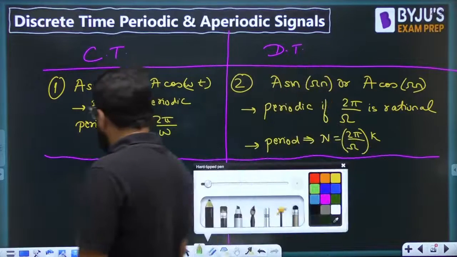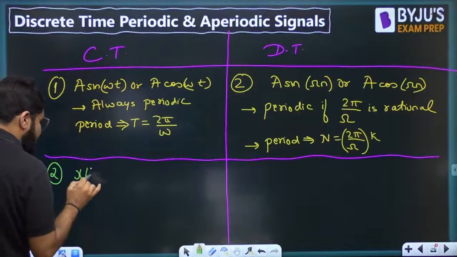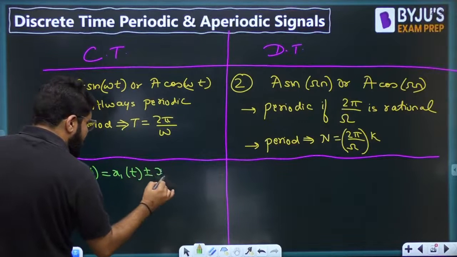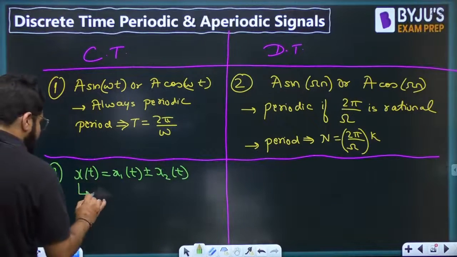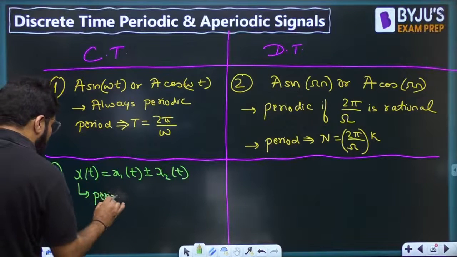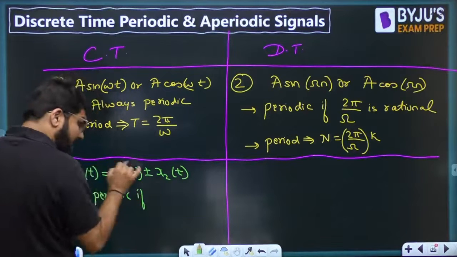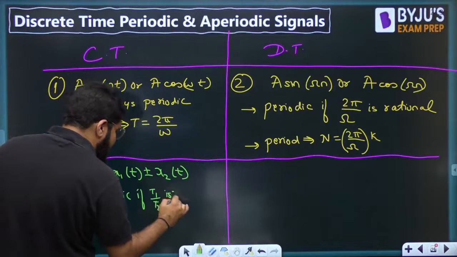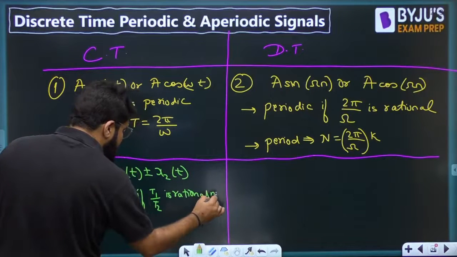Second point. What is the second point? In the continuous domain, if I add or subtract two periodic signals, x1(t) plus or minus x2(t), x(t) is periodic, not always. Here, on addition there is a condition: x(t) is periodic if the ratio of time periods, T1 by T2, is a rational number. So we have a ratio test.